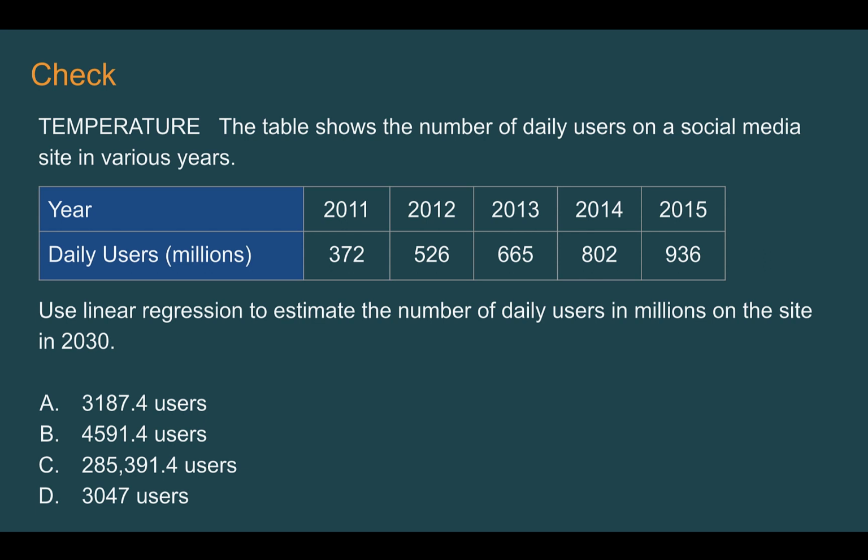Check your understanding, read through the situation, and using the data table, go into Desmos, create a linear regression to estimate the number of users in 2030. Pause the video now and complete the check.